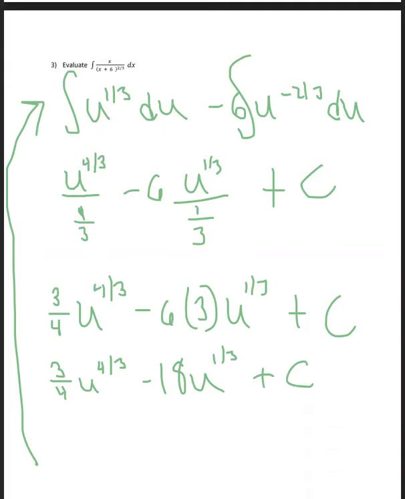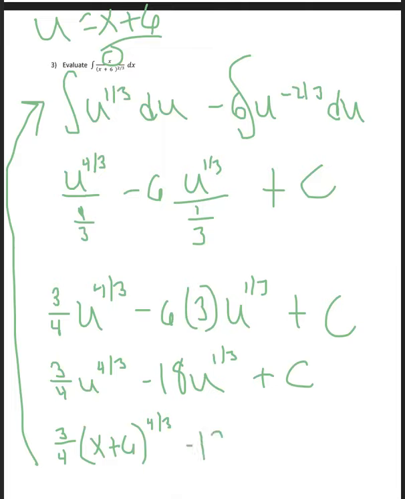Finally, one last thing we have to do. Notice how the problem is in terms of x. So we already know what u is. In a previous step, we said the u was x plus 6. So now we just have to replace every single u that we have with x plus 6. I don't know if you guys remember that step. I always remember doing that. The final part we always do is just replace everything with the x's again. So it's x plus 6 to the 4 over 3 minus 18, x plus 6 to the 1/3 plus c. And that's the answer to that problem.